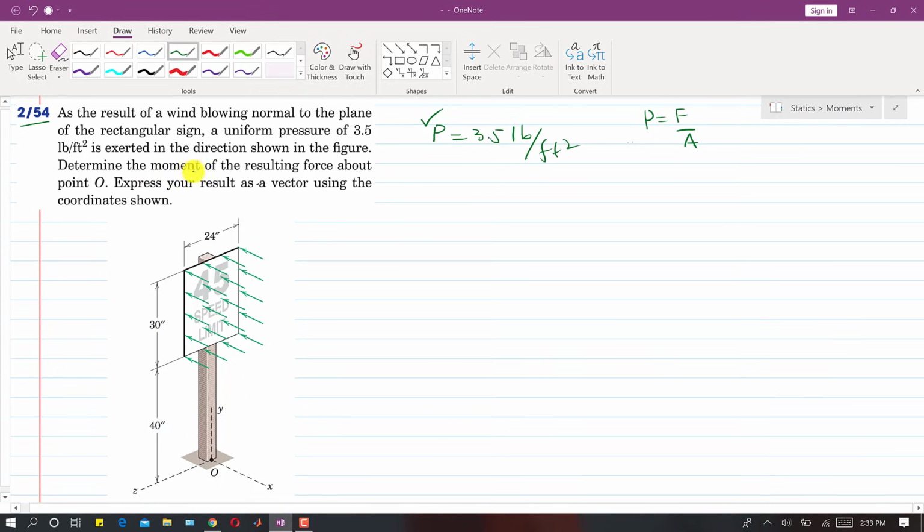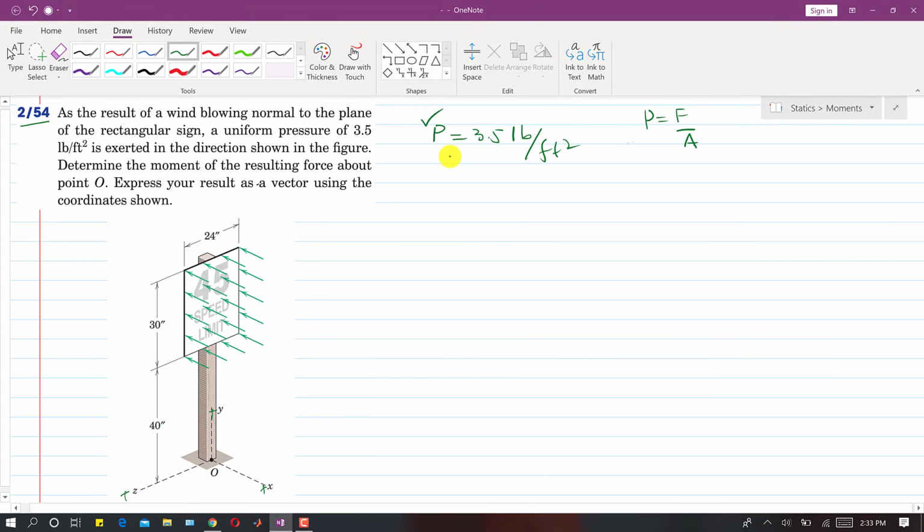We need to determine the moment of the resulting force about point O. So we need to find the moment of the force from this pressure about this point O. It is said to express your result as a vector using the coordinates shown. This is the positive x-axis, this is the positive z-axis, and this is the positive y direction. So we need to show the moment about O in these unit vectors.